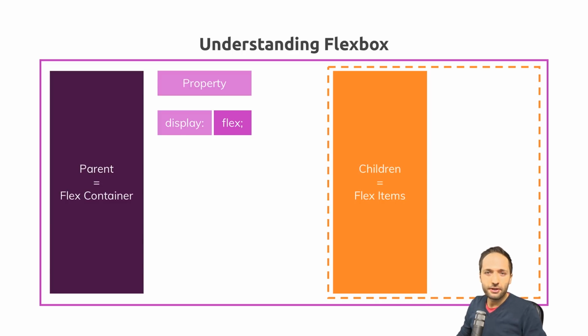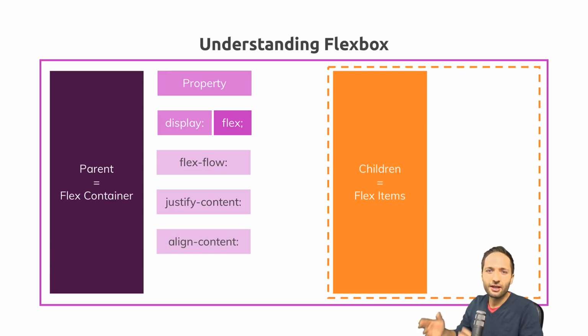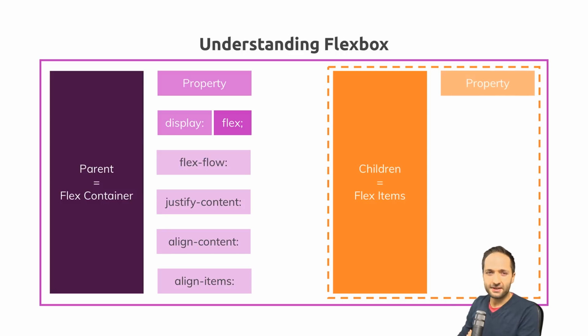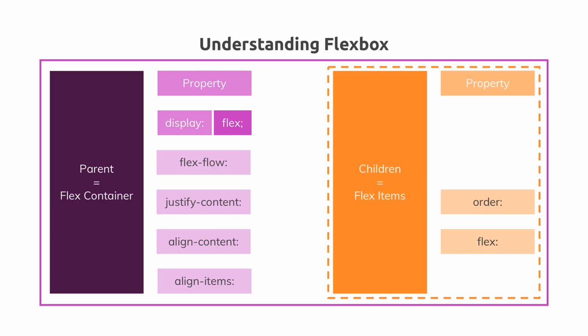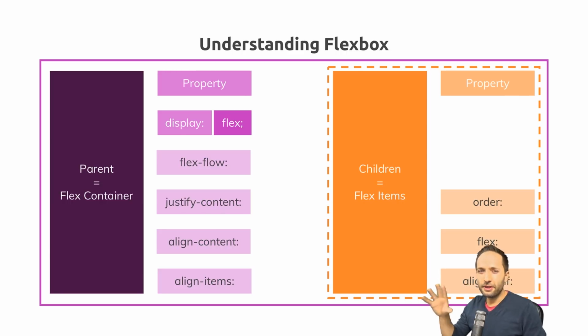Now, as soon as we get this, we can add more properties to our flex container. This could be flex flow, justify content, align content, or align items. We can, of course, also add more properties to our flex items. These properties can be order, flex, or align self. And now at this point, it's probably confusing.